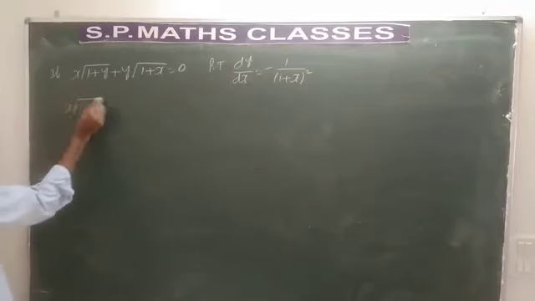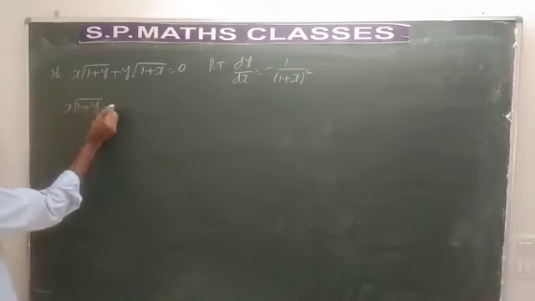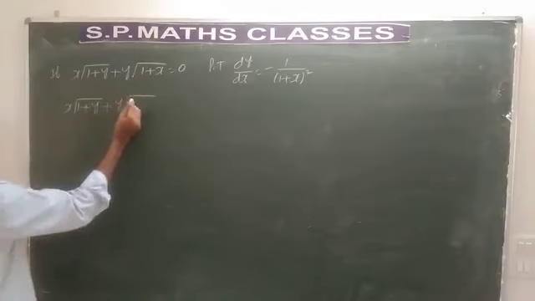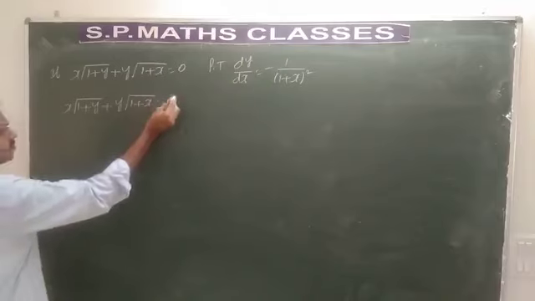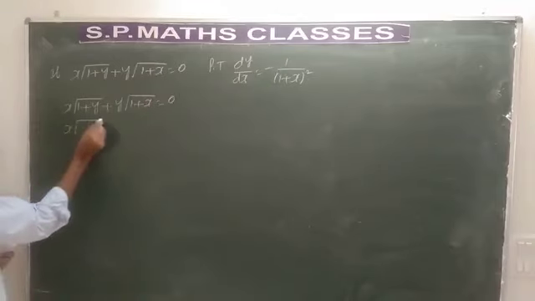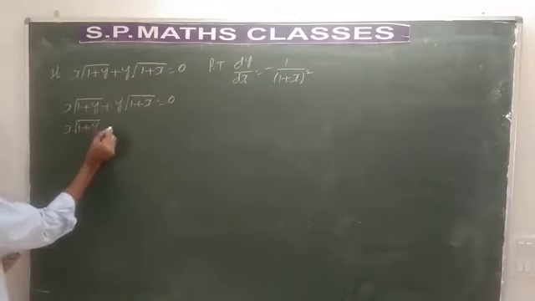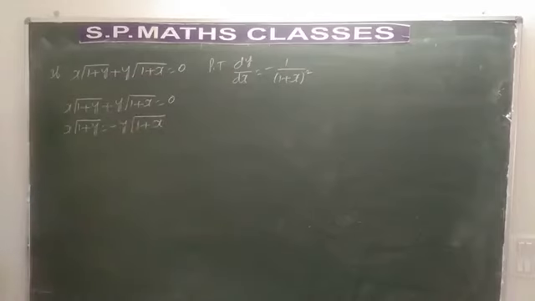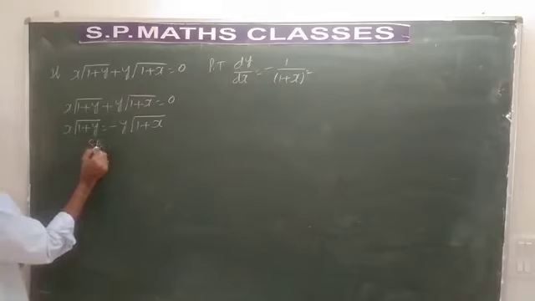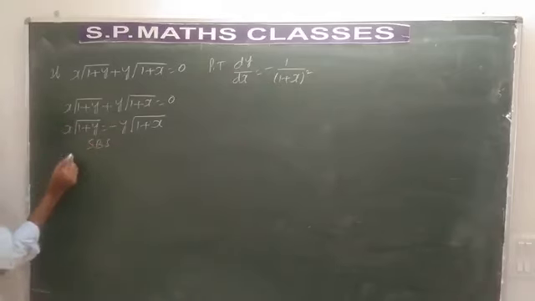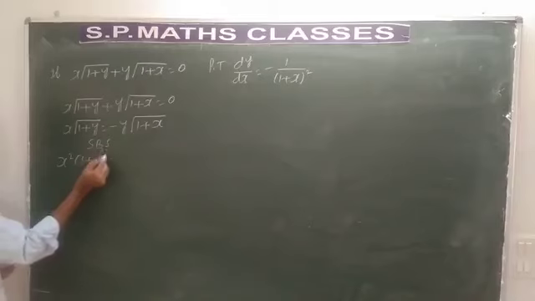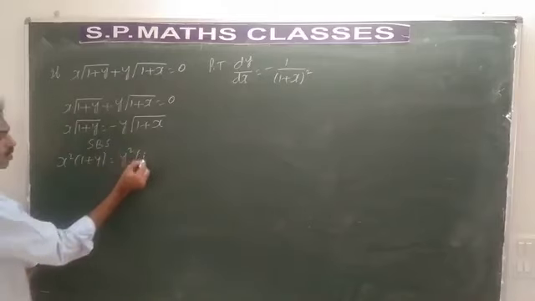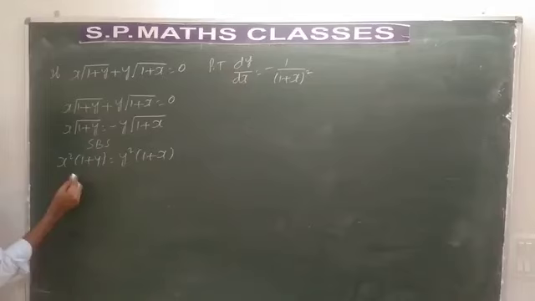Let us take it like this. X root 1 plus y plus y root 1 plus x as 0. What happens here? X root 1 plus y is equal to minus y root 1 plus x. That's what we get, taking y root 1 plus x to the RHS. Let us square it on both sides. Square it, x squared into 1 plus y is equal to y squared into 1 plus x.